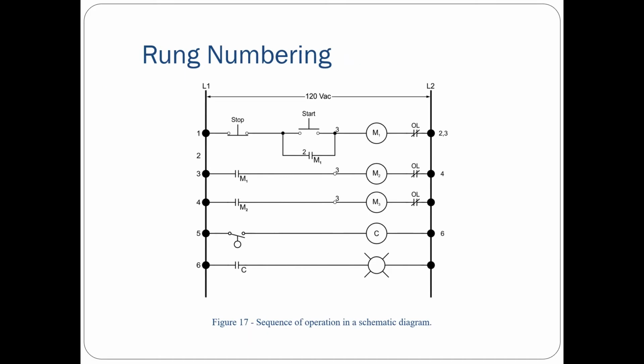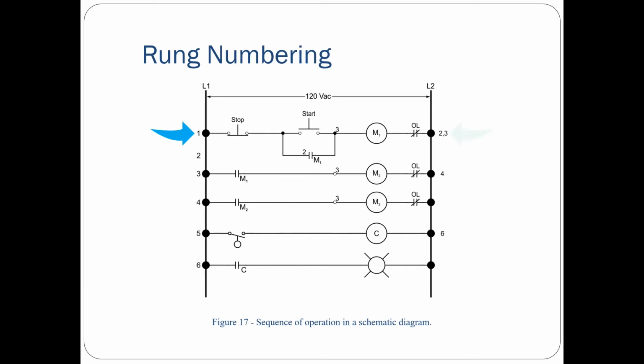When we have very large schematic diagrams, they can get very complex and confusing. Therefore, we use rung numbering in order to make them a little bit easier. On the left-hand side of the schematic, you see a bunch of numbers. Each one of those numbers represents a different rung within the drawing. On the right-hand side of the drawing, you'll also see numbers.